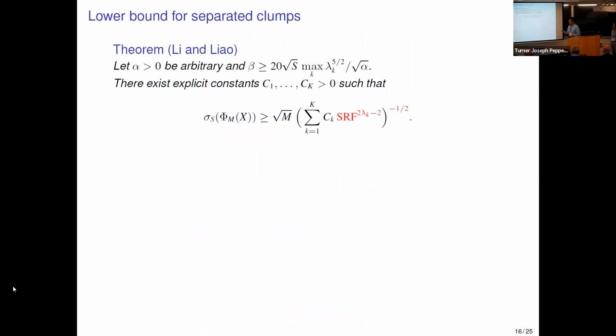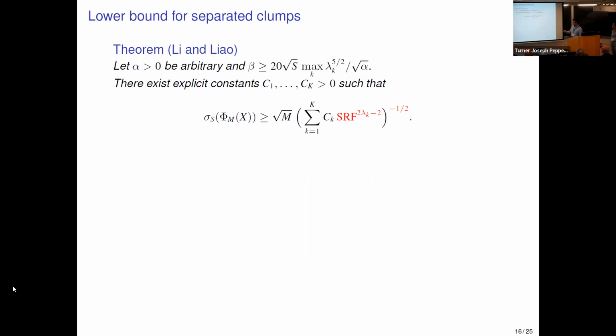So our main theorem for this is as follows. The main thrust of the theorem is that alpha is arbitrary. Alpha controls the spacing between the points. It can be arbitrarily small. And beta here has to be sufficiently large. So beta controls the separation between the clumps. And we were able to show that there exist explicit constants, formulas are in the paper, such that we have this lower bound for the smallest singular value of this Fourier matrix.